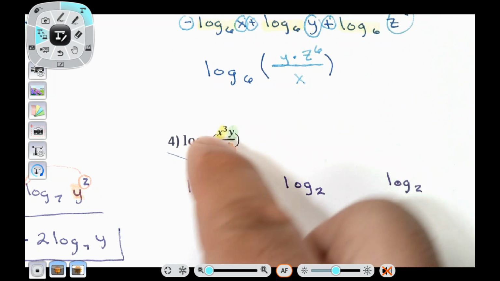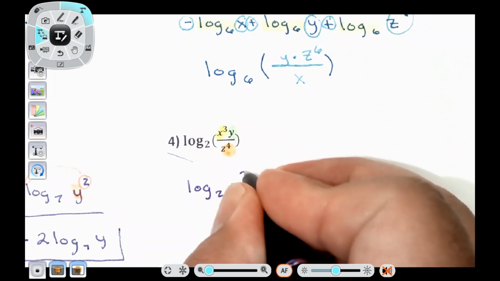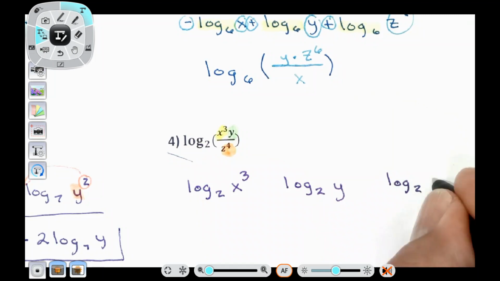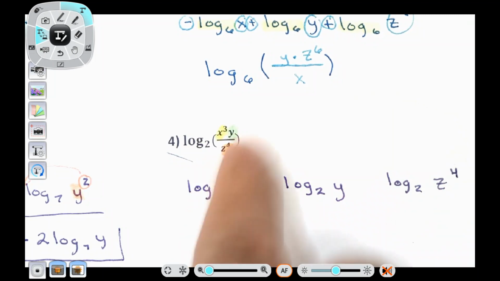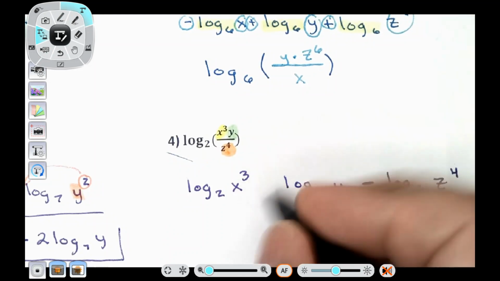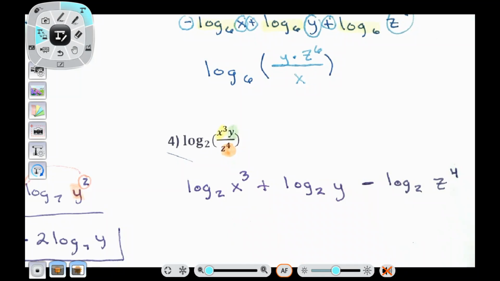And of course, the first one I read is x to the 3. The next one is a y. The last one is a z to the 4. And the only one at the bottom of a fraction is the z. So that's the only one that gets a minus sign. The y then gets a plus. And just like that, we're about ready.